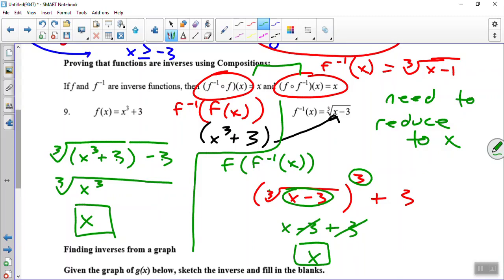Okay, so this is proving that two functions are inverses using composition. Using composition is the skill. Just doing the inverse isn't what we're looking for. We'll test that separately. We want you to use composition to show that it's an inverse.